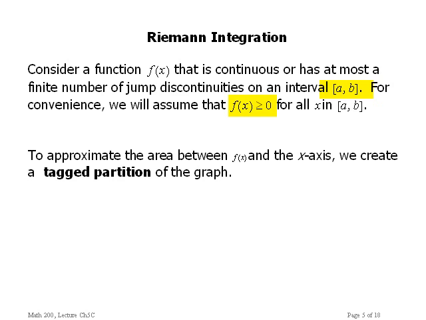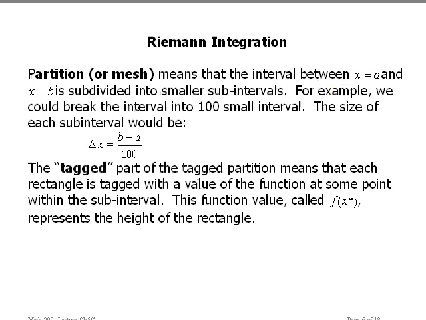For convenience now we're going to assume that f is greater than 0 for all x in [a, b]. We're going to approximate the area between the function and the x-axis by creating a tag partition of the graph. The word partition, or mesh, you can use the word mesh too, means that the interval between a and b is subdivided into smaller subintervals. If we break it into 100 small intervals, the size of each small interval I'm going to call delta x. It's going to be (b minus a) over 100.